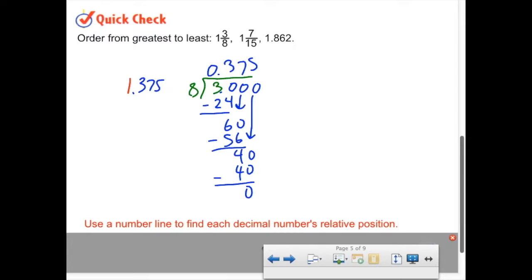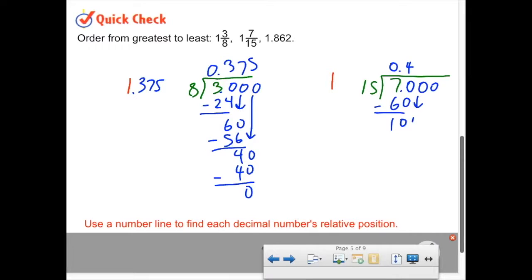The other group had this number: 1, and then for the decimal part we have to do 7 in the house, 15 out of the house. I put my decimal and then some zeros. 15 goes into 7 how many times? 0. 15 goes into 70 how many times? 4. 4 times 15 is what? 60. Subtract that, I get 10.